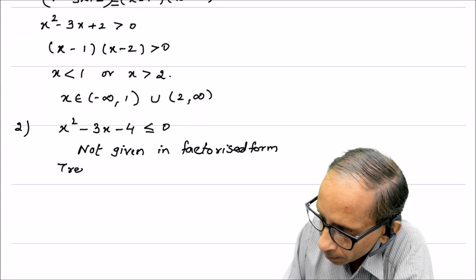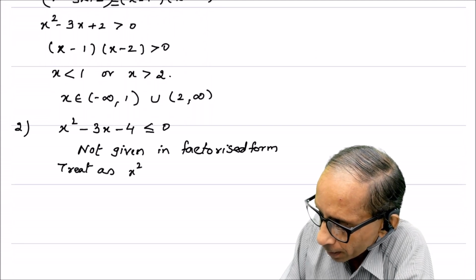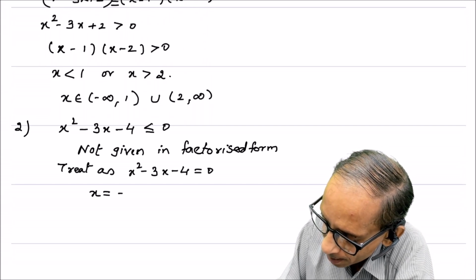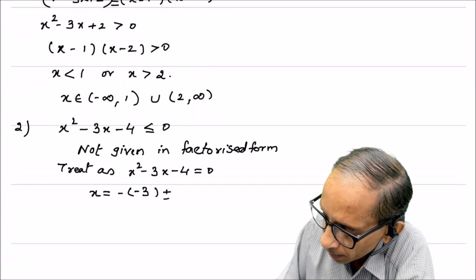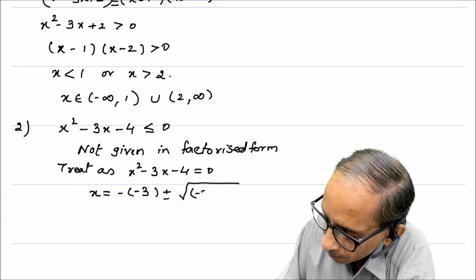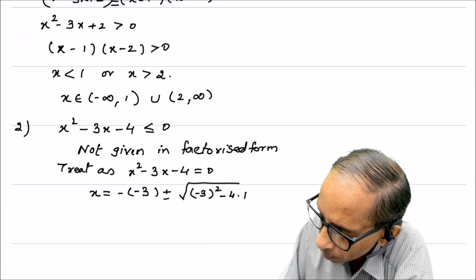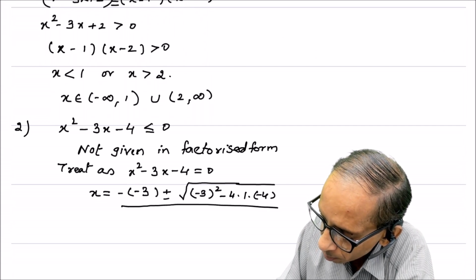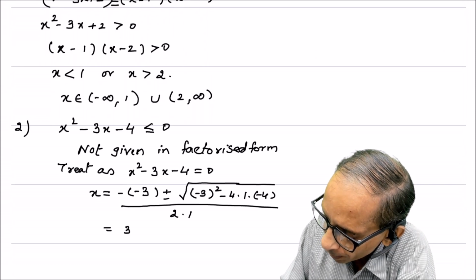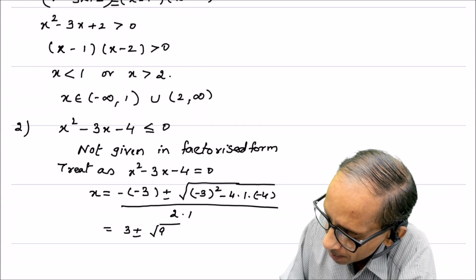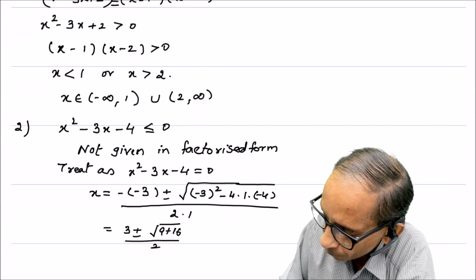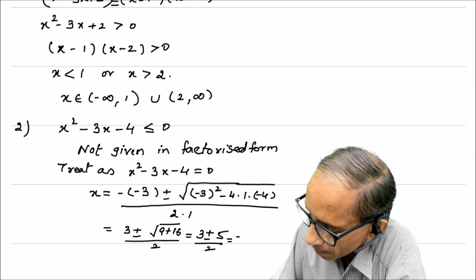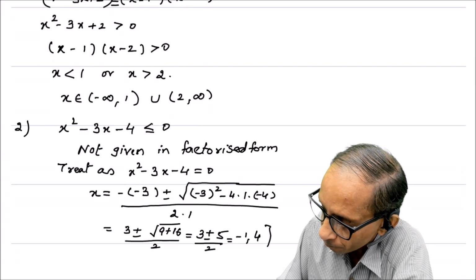So treat it as x square minus 3x minus 4 equal to 0, and x comes out as minus b plus minus root of b square minus 4ac upon 2 times a, that is 3 plus or minus root of 9 plus 16 by 2, 3 plus or minus 5 divided by 2, that gives us minus 1 and 4 as the roots.